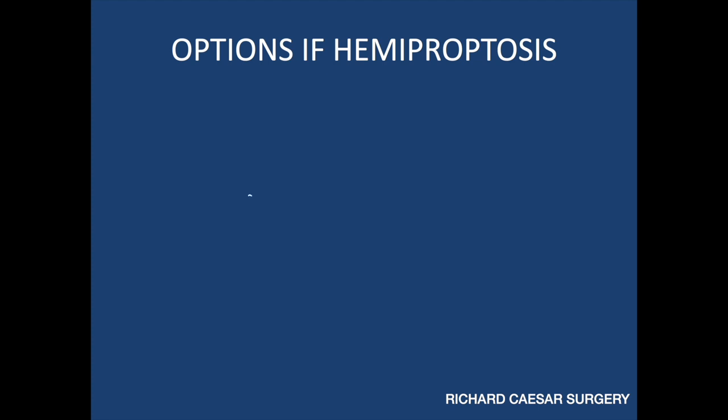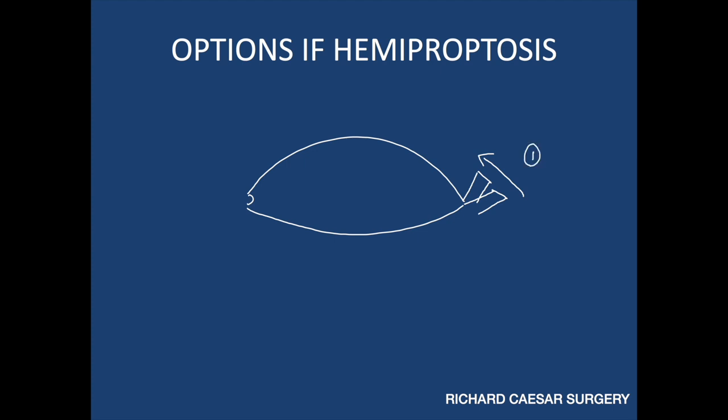So what are your two options if there's a hemiproptosis? The first is to take what might have been the position of your tarsal strip and elevate it, rotate it to make it a significantly more superior insertion onto the orbital rim. And the second option, and one that's not bad at all in my opinion, is to do a skin sparing pentagonal wedge.